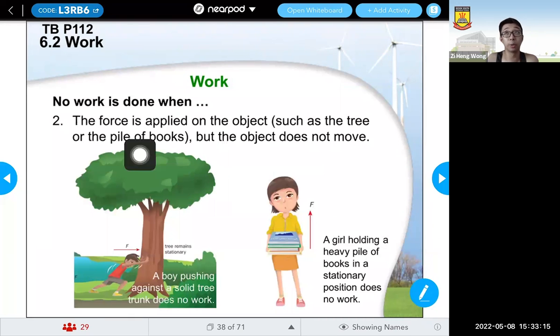Another way to look at it is that the object does not move at all. For example, if you push onto a tree and it remains stationary, technically no work is being done. Same thing if you're just standing there holding a pile of books and the books did not move, then there's also no work done because there's no distance moved in the direction of the force.